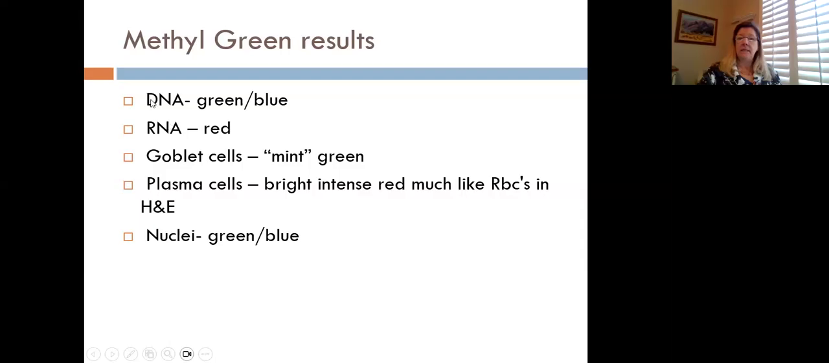So our DNA is going to be green-blue. Our RNA is going to be red. Our goblet cells are going to be this sort of light minty green, as Carson calls it. Plasma cells will look much like your red blood cells. They're going to be that bright, intense red color. And then your nuclei are going to be green to blue.